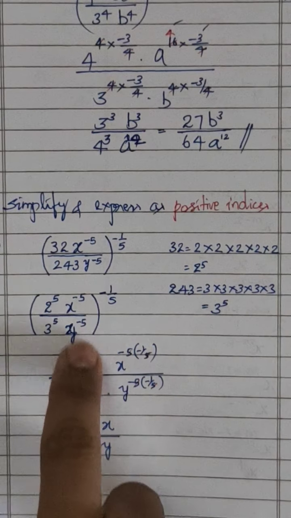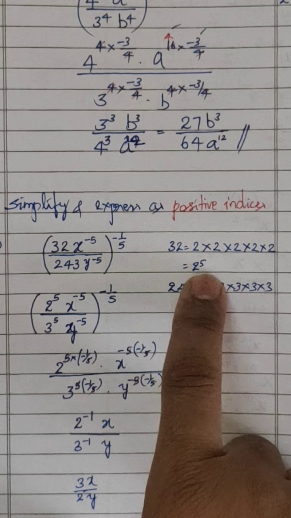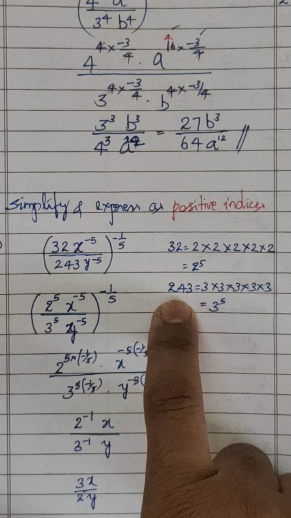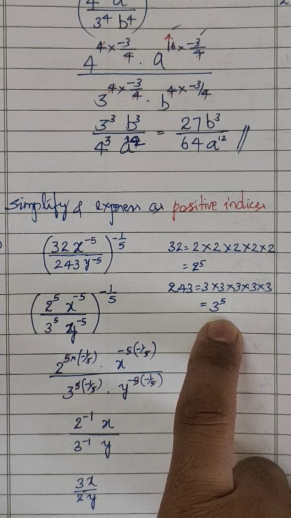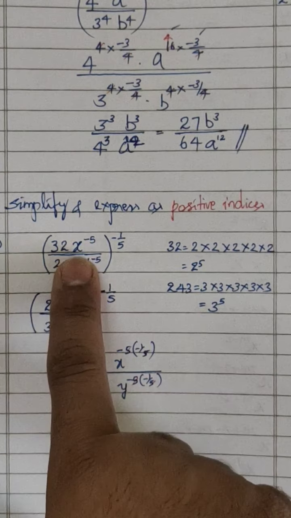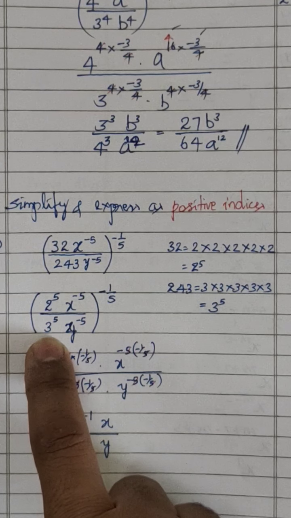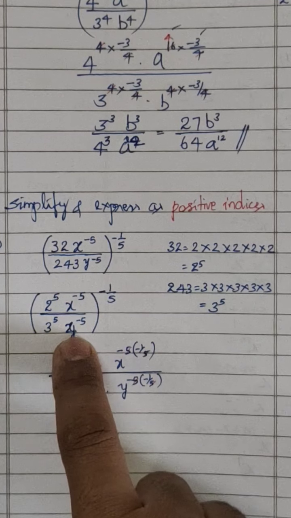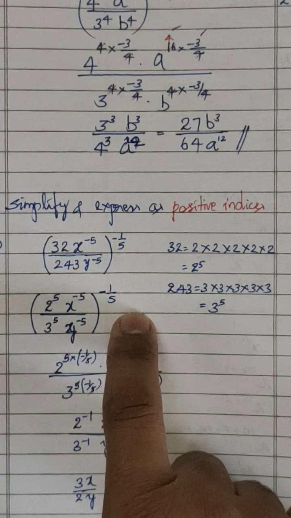Here in this question, 32 can be written as 2 into 2 into 2 into 2 into 2, which is 2 to the power of 5. 243 can be written as 3 into 3 into 3 into 3 into 3, that is 3 to the power of 5. Replace the 32 with 2 to the power of 5, 243 with 3 to the power of 5, then x to the power of minus 5 divided by y to the power of minus 5 whole to the power of minus 1 by 5.